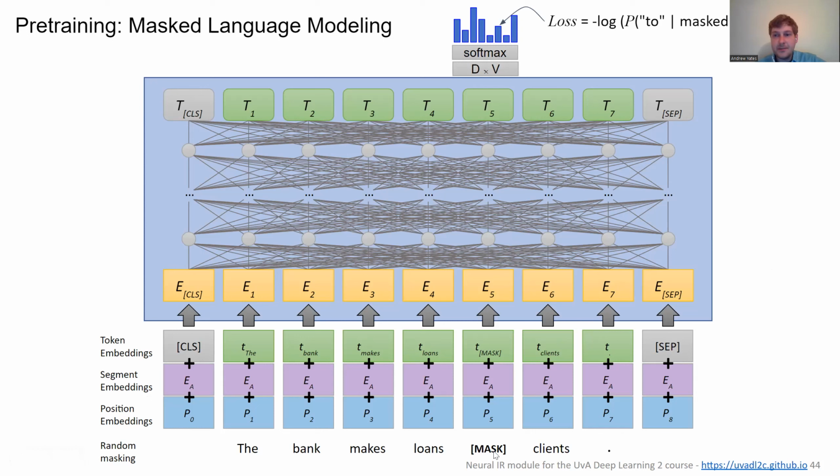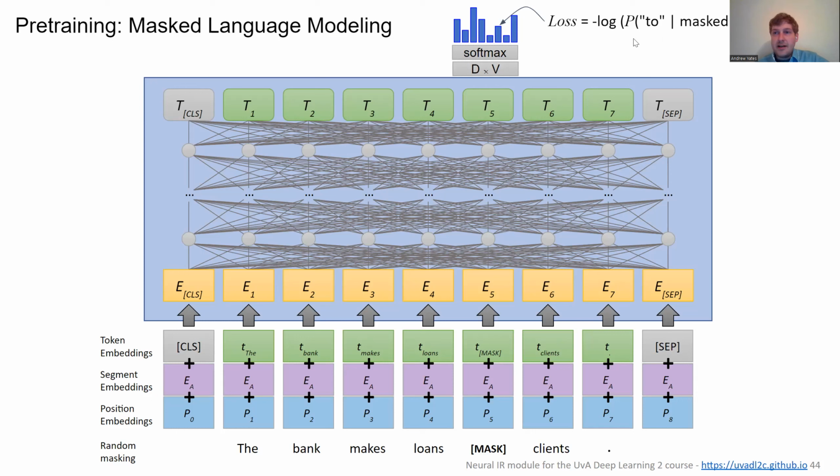And so in this task, what will happen is random parts of the input will be masked or hidden. So here we've masked "to", and then the model will try to predict the correct term corresponding to this masked position. So here the objective would be to minimize this quantity, the negative log likelihood, because "to" is the correct answer here.